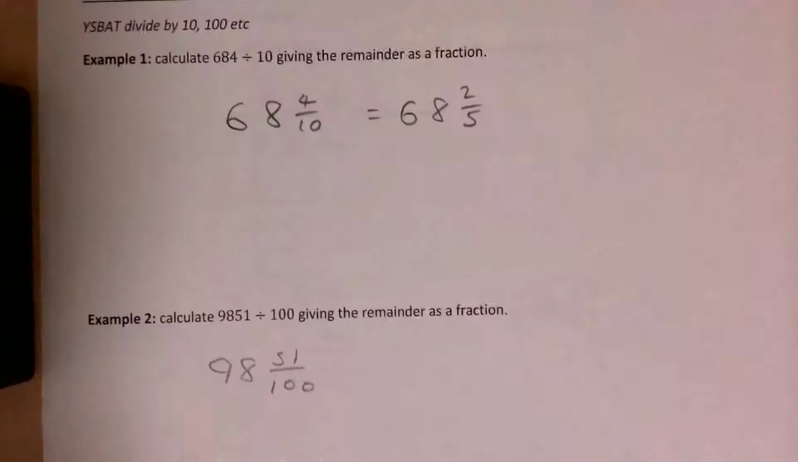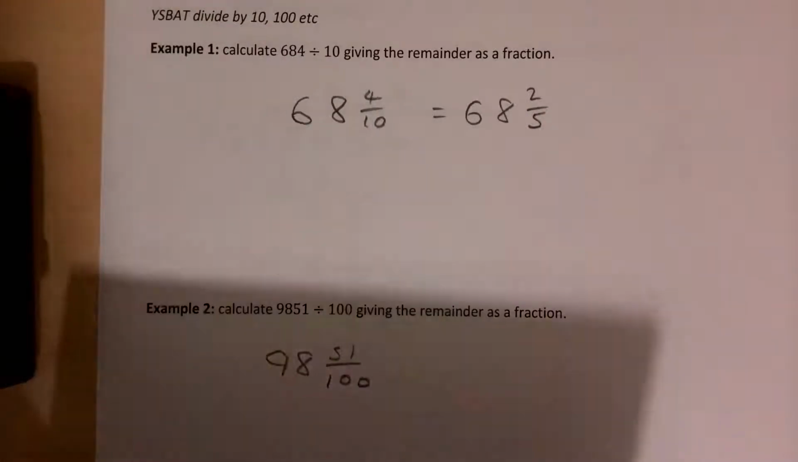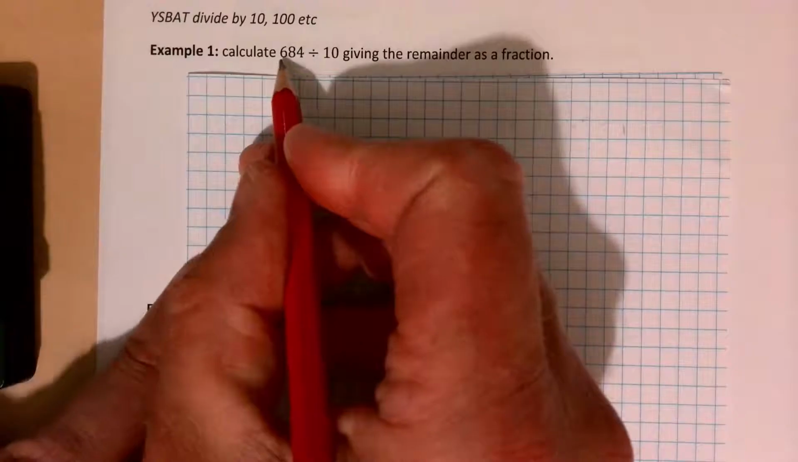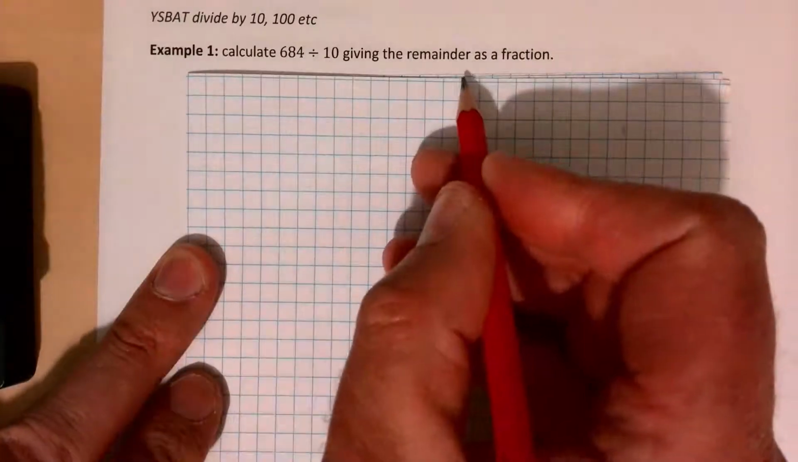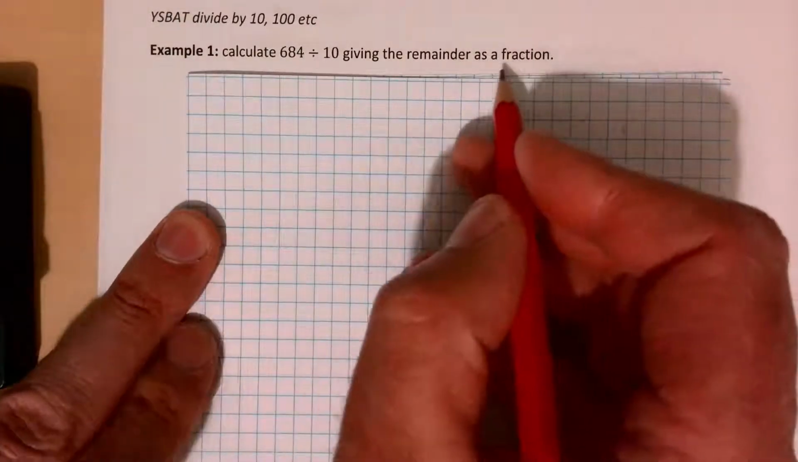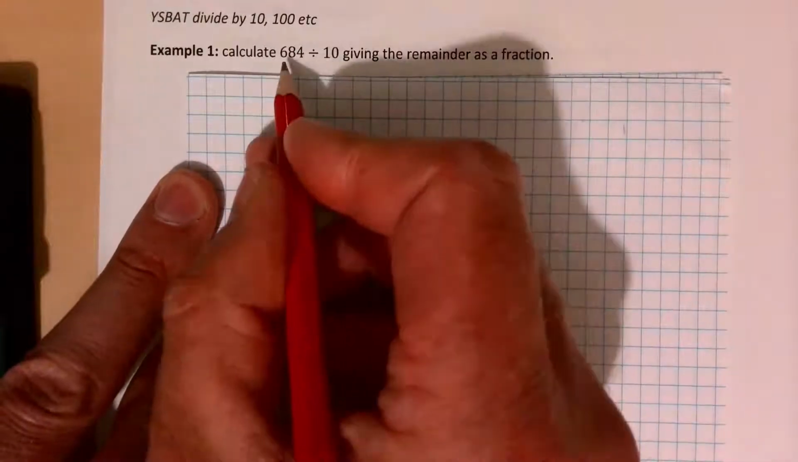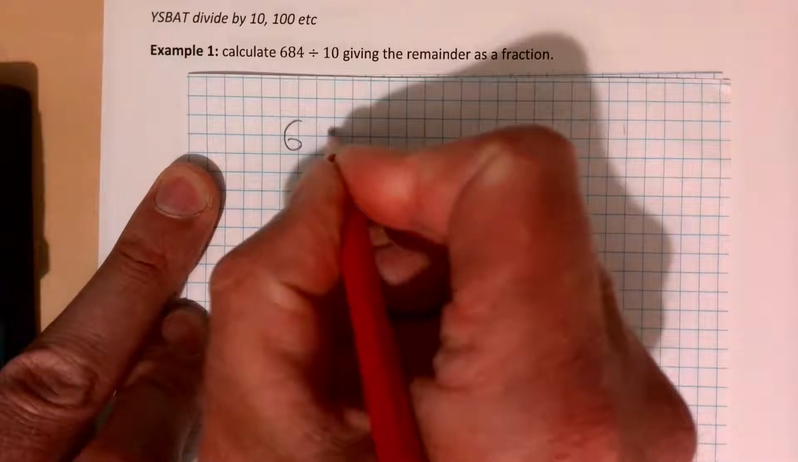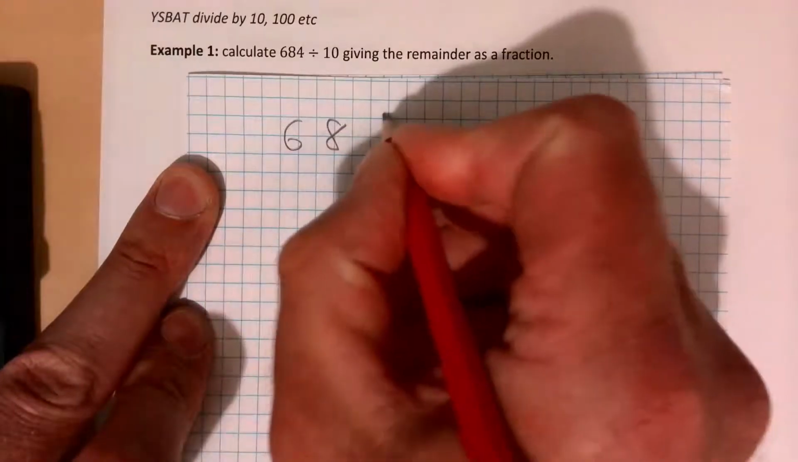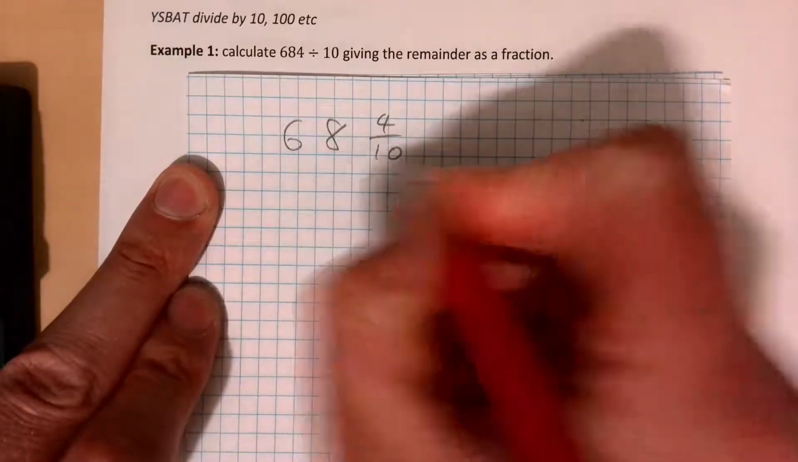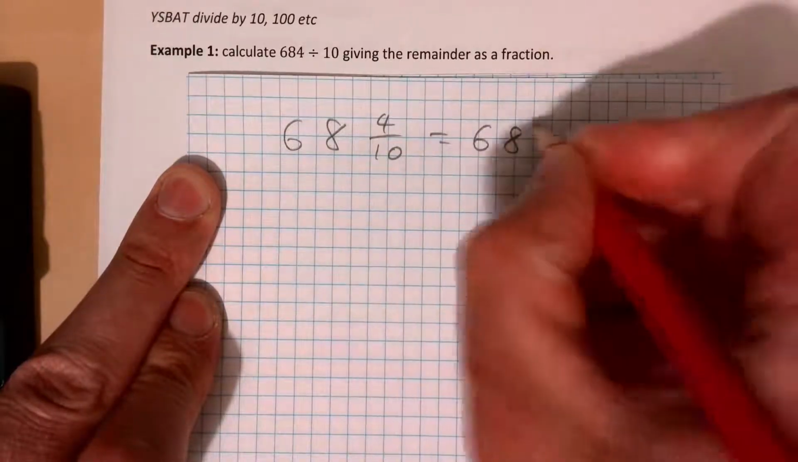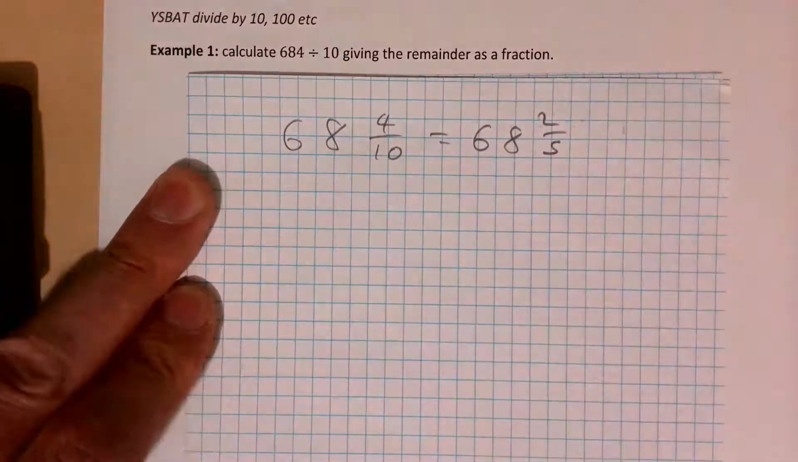A little bit then on dividing by 10, 100 and 1000. So 684 divided by 10, giving the remainder as a fraction. So if you have 680 and you divide it by 10, you're going to get 68, and there's going to be 4 tenths left over. So that's the same as 68 and 2 fifths.